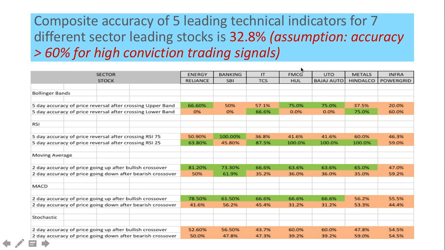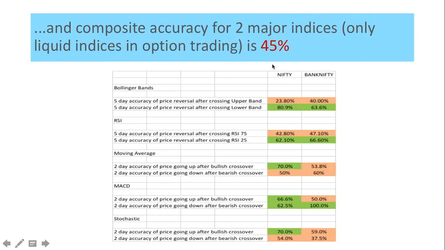So at a composite level across all of these indicators, up and down, these 5 different indicators for these 7 different stocks, the composite high conviction accuracy is only 32.8%. And if we take the 2 major sector indices, which are Nifty and Bank Nifty, and here we are only considering 2 liquid indices from a viewpoint of option trading, because other indices are not very liquid, the same composite accuracy score of these indicators is only 45%.